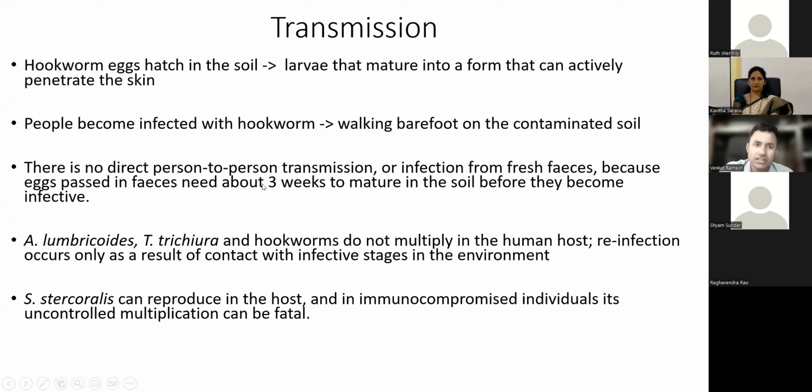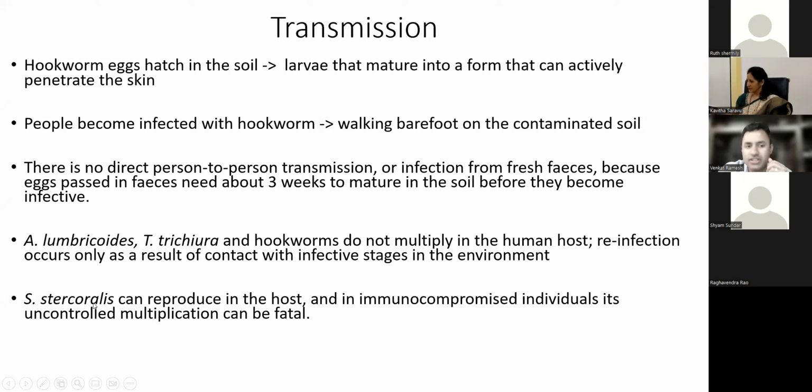Hookworm, though, it's a little different. It is acquired percutaneously. That is, the hookworm eggs hatch in the soil. The larvae that mature then form into the form that penetrates the skin, and people become infected mainly by walking barefoot on contaminated soil. So for all of these, there is no direct person-to-person transmission because it requires about 3 weeks for the eggs which are passed in the feces to mature.